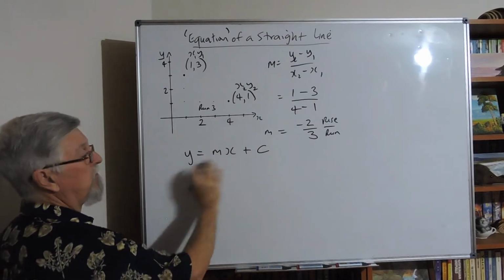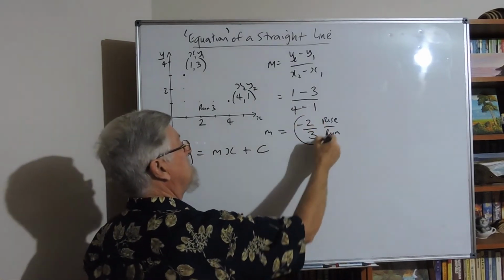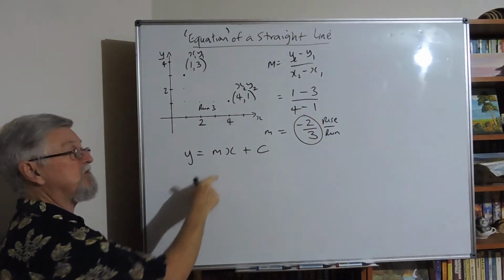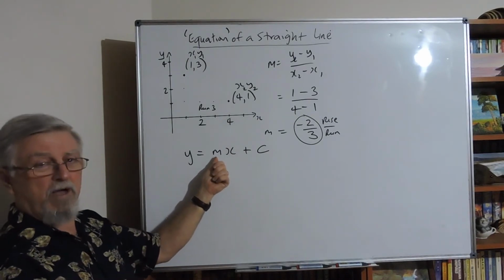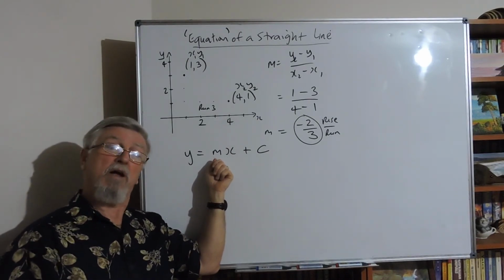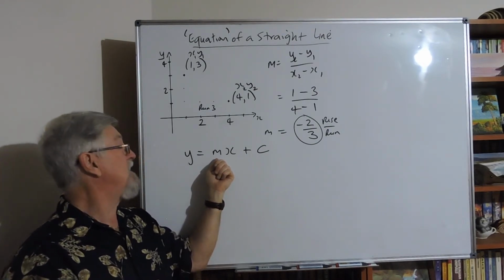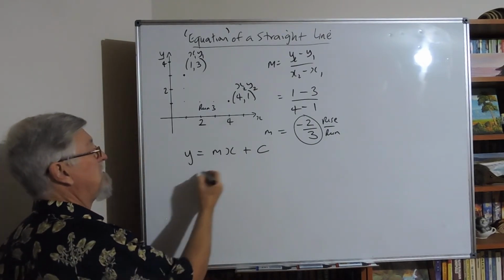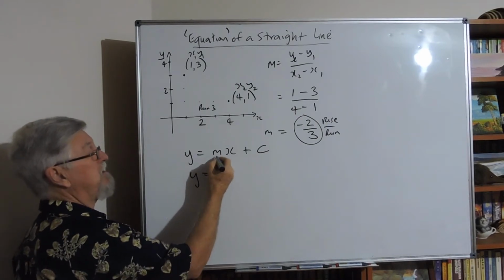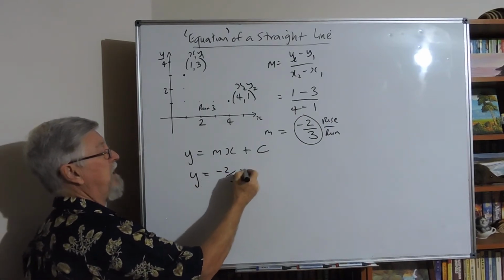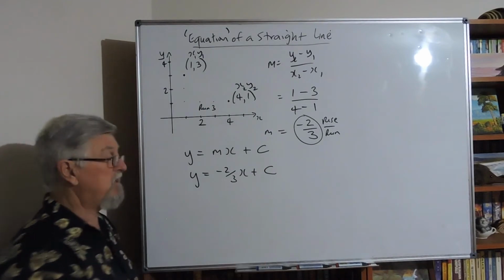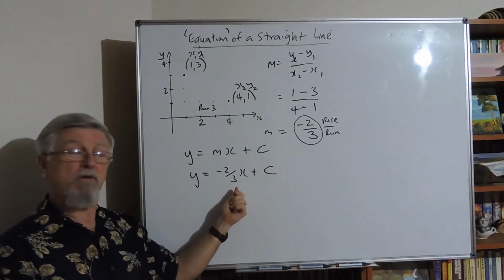Let's have a look at what we've got here. What does this have to do with this question over here? It tells us what the gradient is. We don't use g for gradient. I think historically it's probably because g was used for gravity. So we use m for gradient, and I've got -2 on 3 of x plus c. You can see how this gets pretty revolting with the fractions.